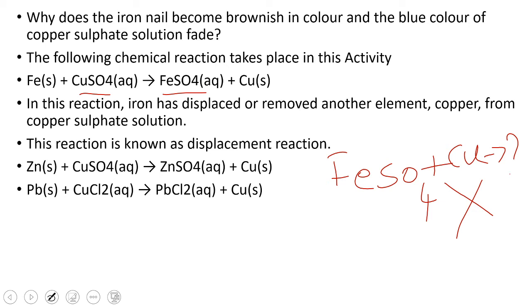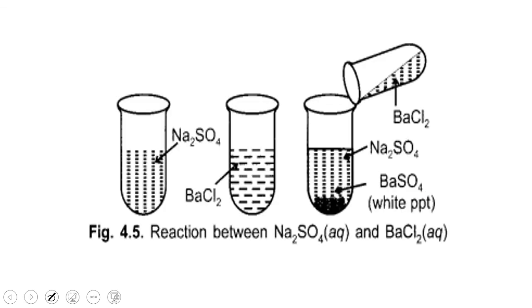Here I have given some more examples of displacement. See, iron and copper changed their places. That's why this reaction is known as displacement reaction. Zinc reacts with copper sulfate to give rise to zinc sulfate and copper. Lead reacts with copper chloride to give rise to lead chloride and copper. Right. So these all are examples of displacement reactions.